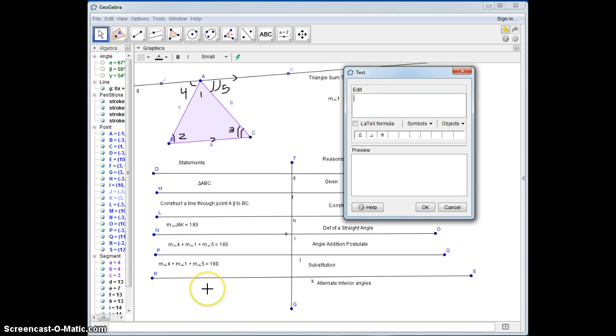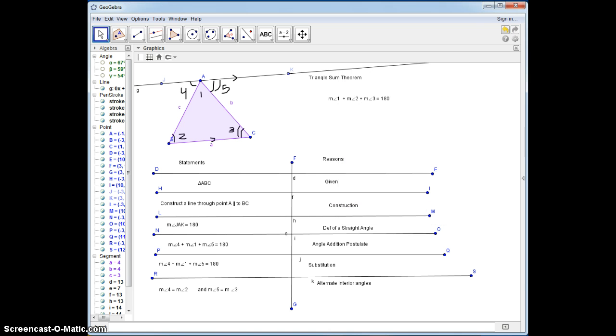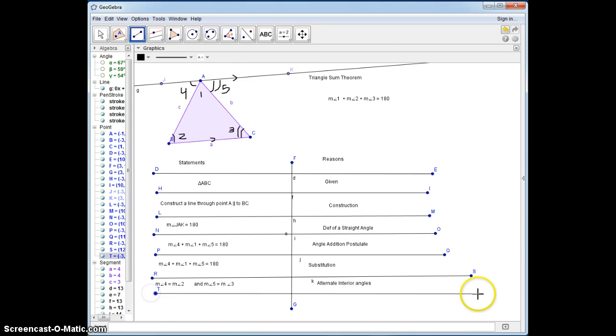So we're going to use the M's for the measures. The measure of angle 4 is equal to the measure of angle 2, and the measure of angle 5 equals the measure of angle 3, these are congruent angles. Now we're going to substitute. Instead of using a 4 here, we can substitute that with a 2. Instead of using a 5 here, we can substitute with an angle 3. So this is what we're going to do in the last line.